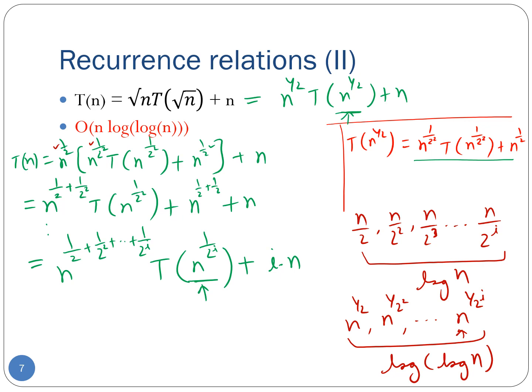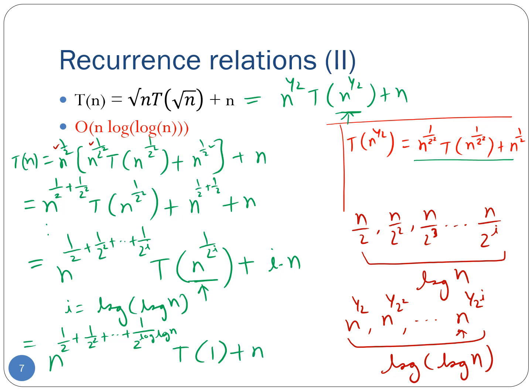So essentially substituting i is equal to log of log n in this recurrence relation, the first term becomes n to the power half plus 1 by 2 square plus so on up to 1 upon 2 to the power log n, and here we have t of, this will reduce to 1 or some small constant, and here we will have n multiplied by log of log n. Okay, so now what is the complexity of this recurrence?